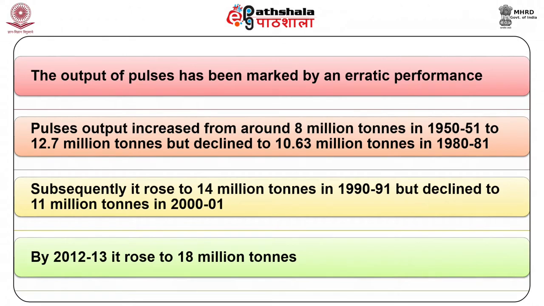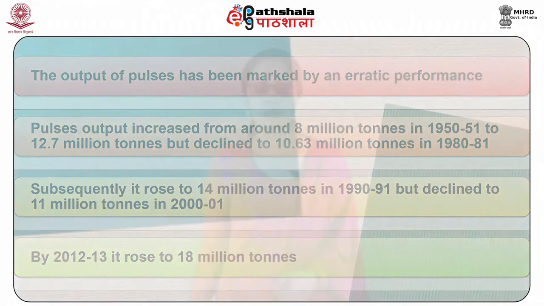Subsequently, it rose to 14 million tons in 1990-91 but declined to 11 million tons in 2000-2001. By 2012-13, it rose to 18 million tons. Oilseed production increased from 5 million tons to 9 million tons in 1980-81 and jumped to 18.6 million tons in 1990-91 and 31 million tons in 2012-13.